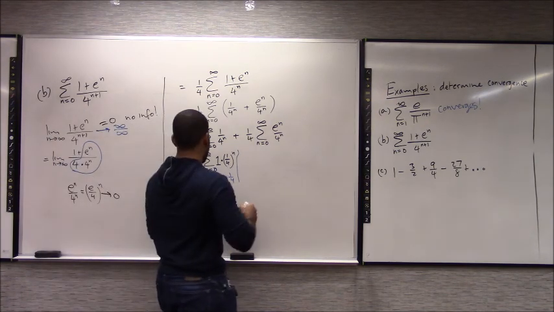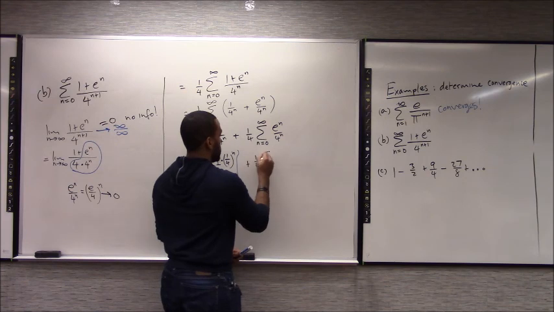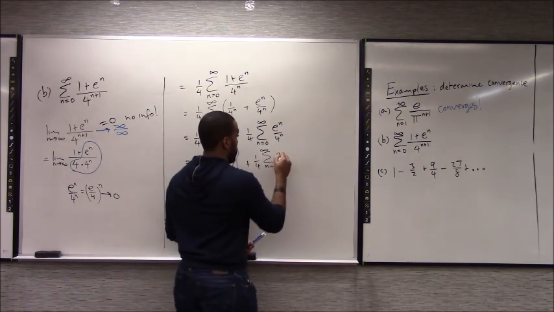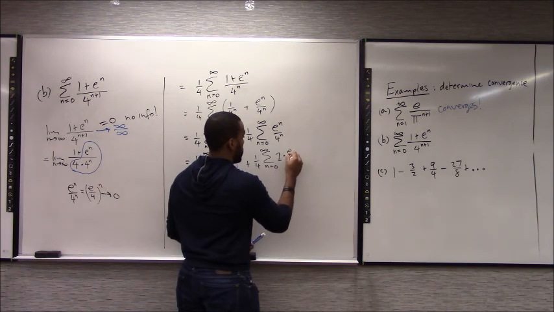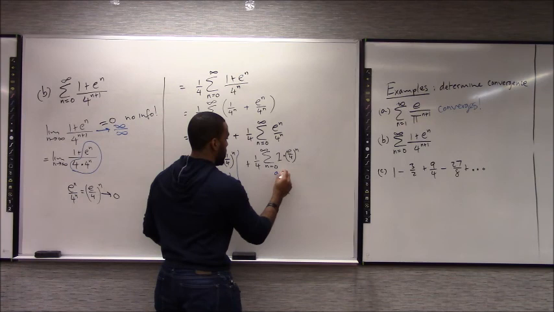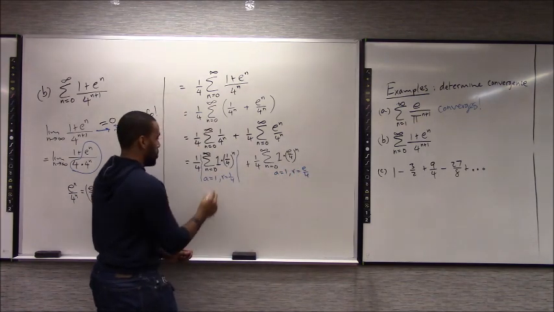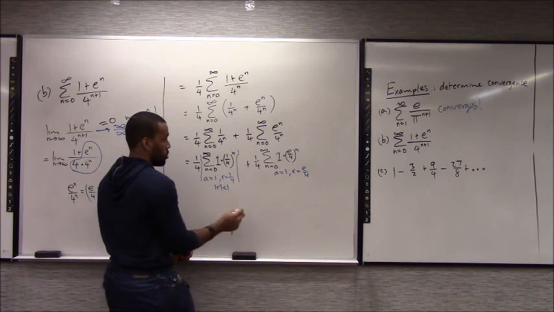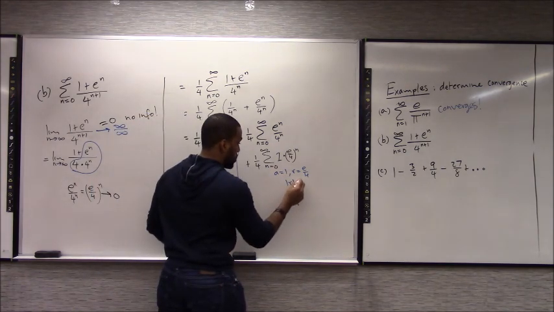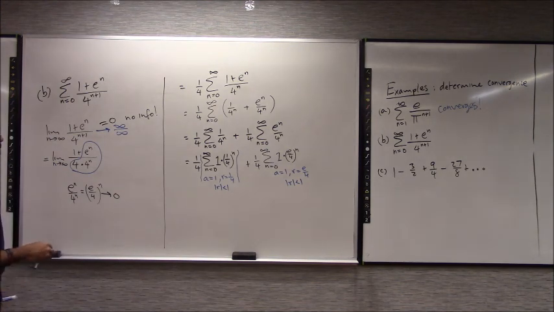For this part, plus, I would write this guy, 1 times e over 4 to the n. So here my a is 1, my r is e over 4. Now, of course, here your r in absolute value is less than 1. Here it's also true that your r in absolute value is less than 1. So both of these series converge individually to numbers, so the sum is going to converge.